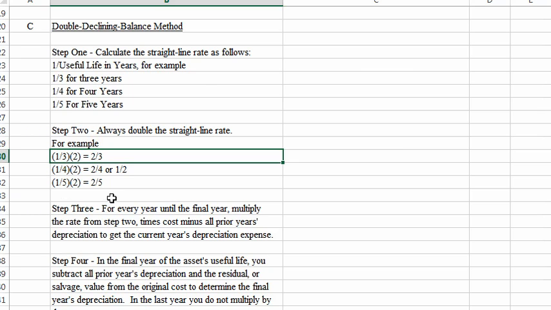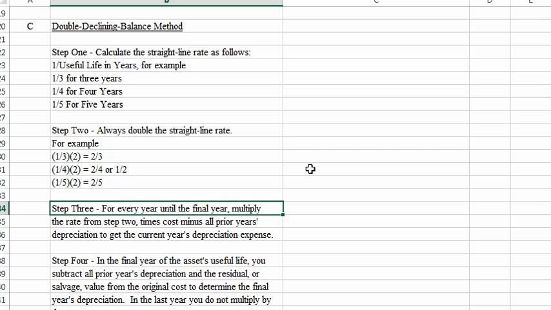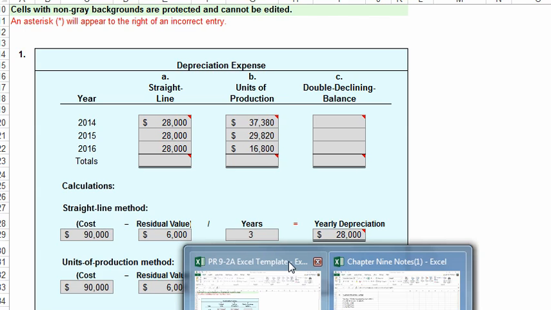Okay, now, we're going to use that rate. Where some people mess up on this one, they want to go ahead and subtract out the residual or salvage value in the beginning. We're not going to do that here. We're going to do that as the very last step. So step 3, for every year until the final year, we'll multiply the rate from step 2 times cost minus all prior year's depreciation to get the current year's depreciation expense. So let's go to our problem and try this out.